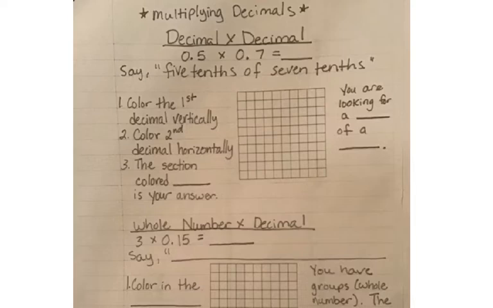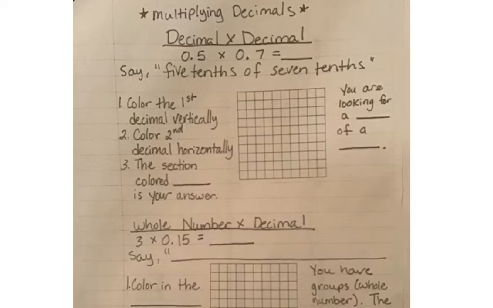We're going to review a little bit of whole number times decimals here in a second, but I want to look at decimal times decimal today. Remember that a decimal is just like a fraction. They're one and the same. So when we're talking about multiplying a decimal by a decimal, I want you to think back to fractions.